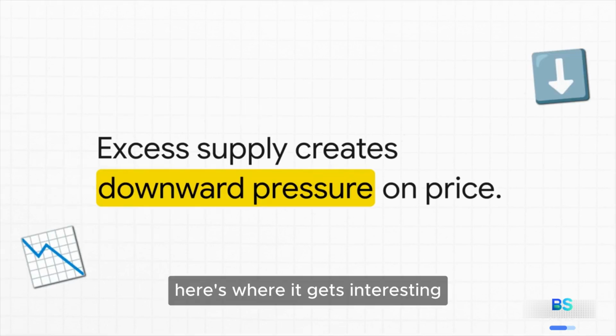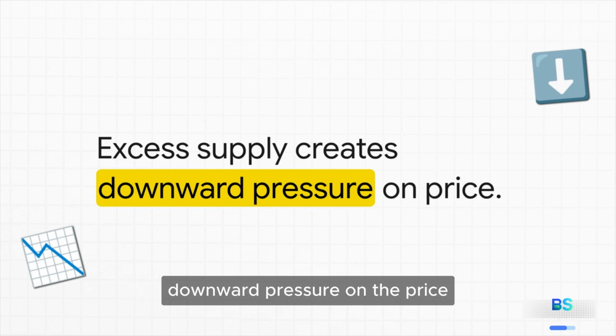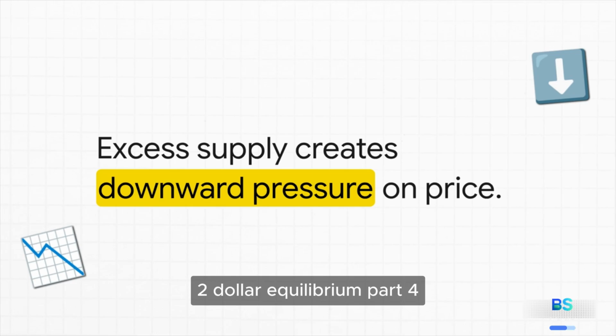Here's where it gets interesting. The market naturally reacts. To clear out that melting inventory, suppliers are basically forced to slash prices. That excess supply creates this undeniable downward pressure on the price, organically pushing everything back down toward that $2 equilibrium.